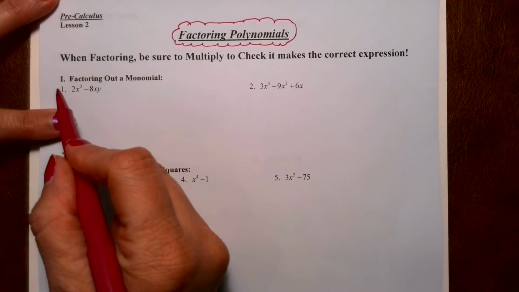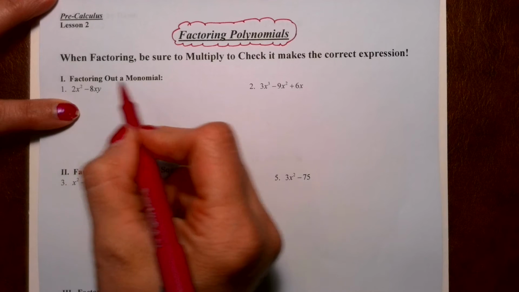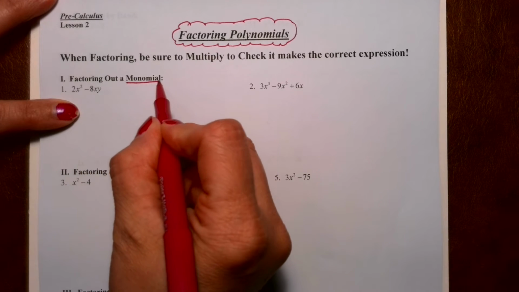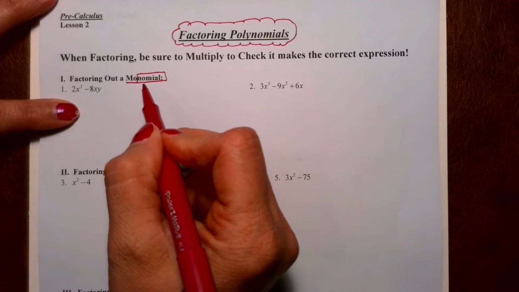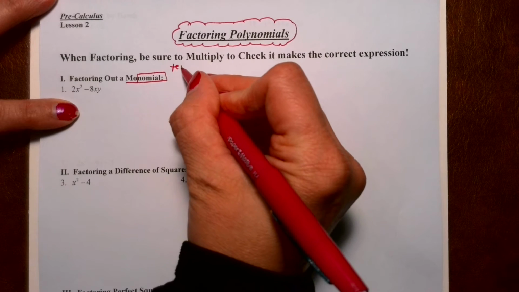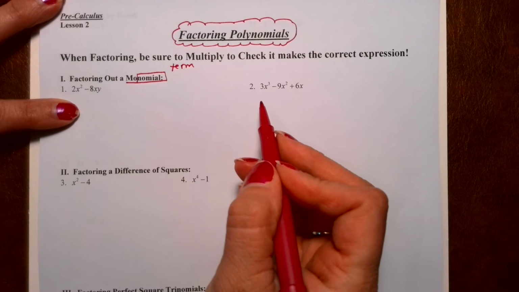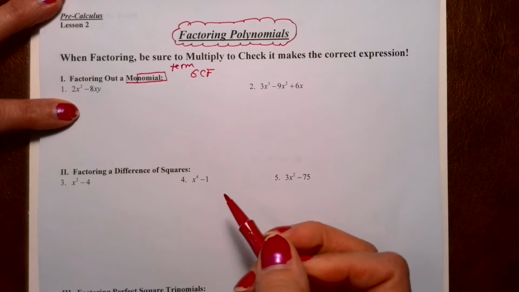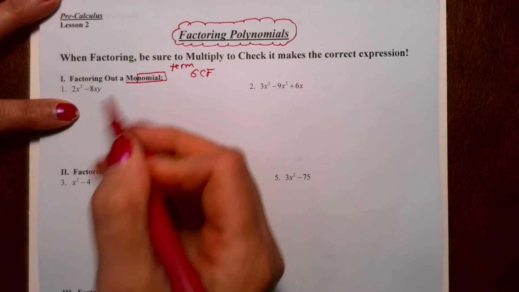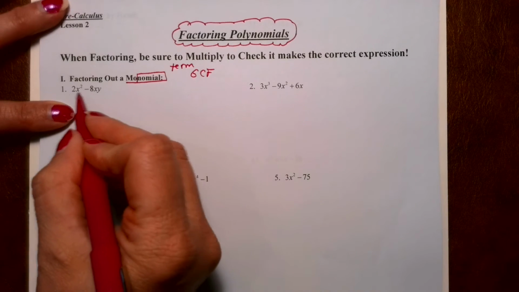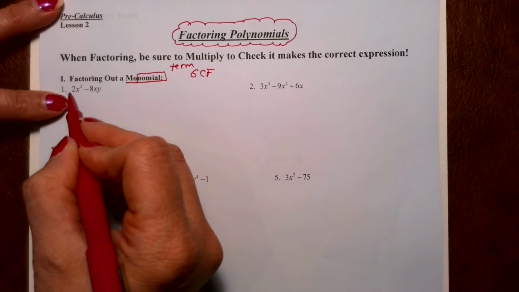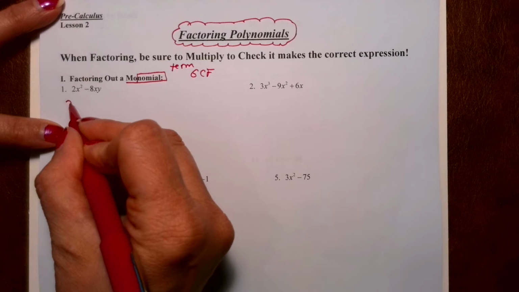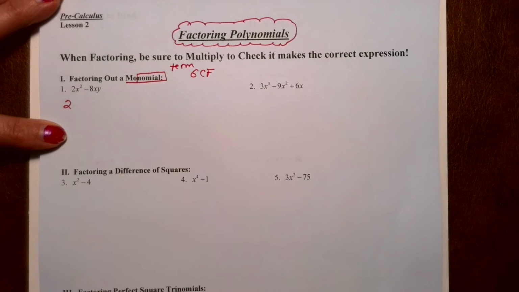The first type of factoring we're going to look at here is how to factor out a monomial. Okay, so nomial means term. Sometimes they call this the GCF, the greatest common factor. So you're taking out mono, which means one. I'm going to look at each of these, and I'm going to take something out. I can take out the number 2. They both have a 2, the greatest thing you can take out.